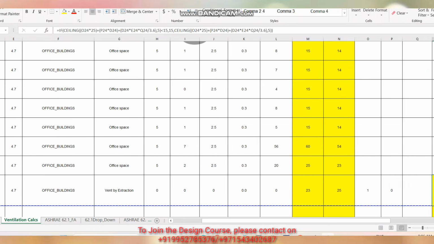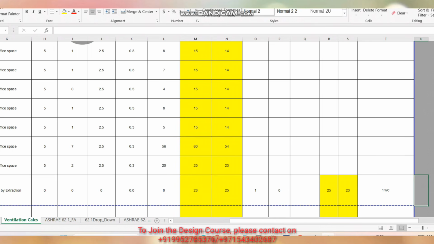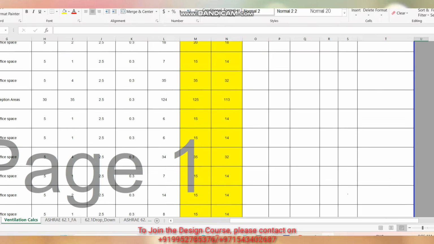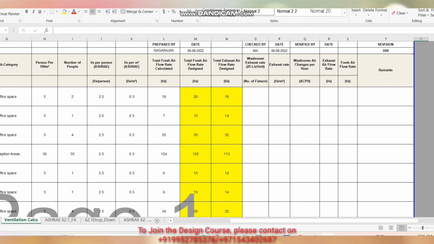So coming to this last one, here you can see there are some special columns we have. If you go to the top side, you can see washroom exhaust rate 25 liter per second for one unit. That means for one water closet we have to consider 25 liter per second. If you have 5 water closets in the same toilet, you have to consider 5 into 25. And the exhaust rate is given in liter per second per meter square. These two are for the exhaust.